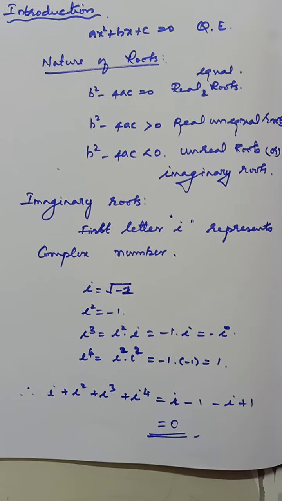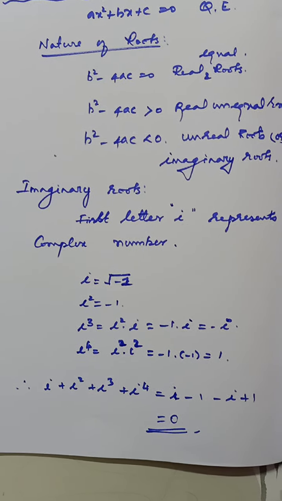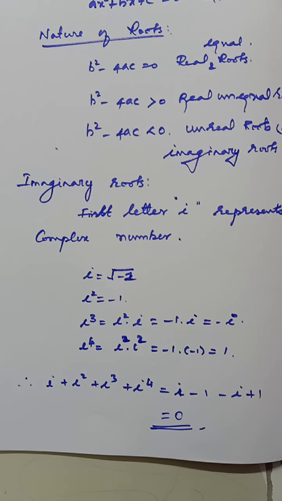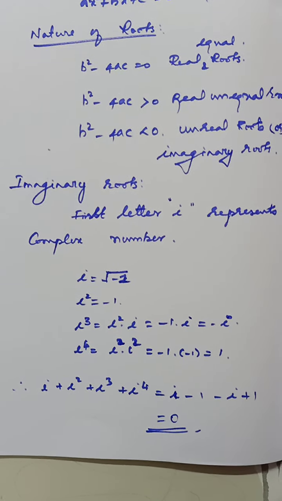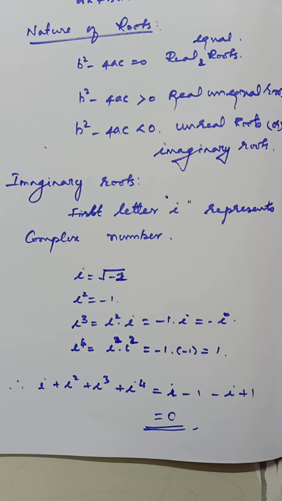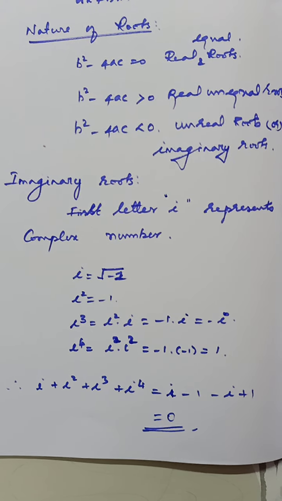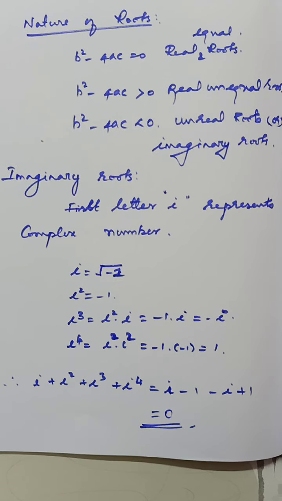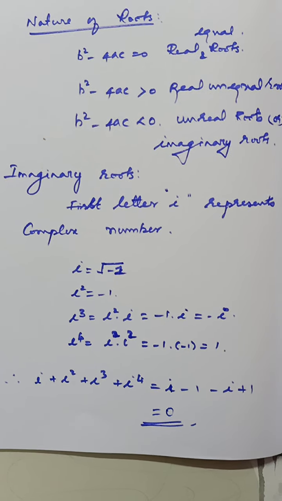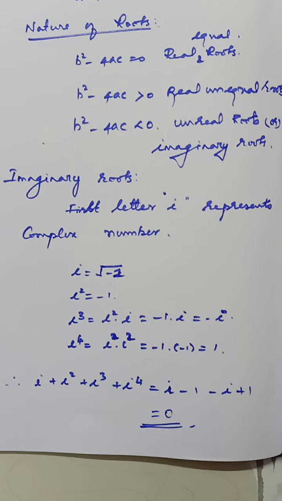So what is your i? i is nothing but √−1. Wherever you have √−1, you can replace it by i. Then i² is nothing but −1, and i³ is i² into i, so that becomes −1 into i, equal to −i. So wherever you have i³, you can substitute −i.